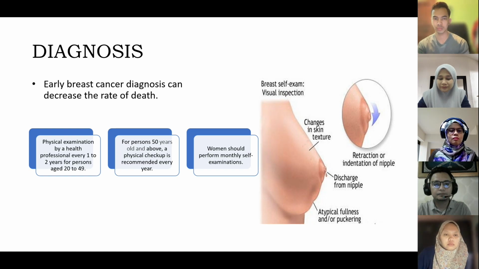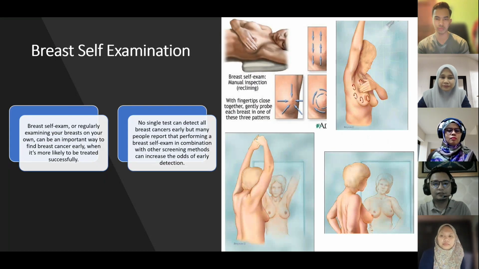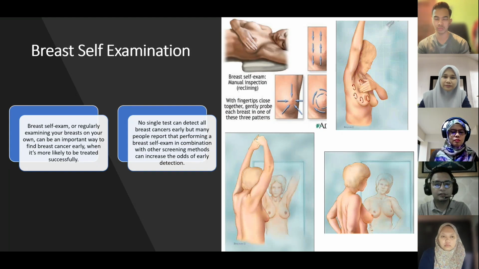Next one. So for breast self-examination, which can be done by ourselves, male or female, it's not a problem because nowadays males can also have breast cancer. So this is the step that can be done by manual inspection by ourselves.